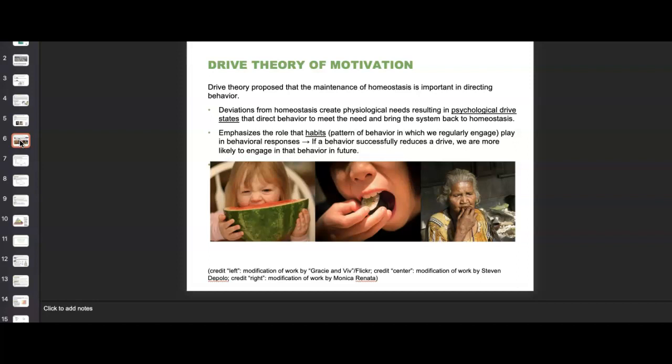This particular theory emphasizes the role that habits or patterns of behavior, which we regularly engage in, play in our behavioral responses. Our primary drive states begin in the body when the brain recognizes that we are lacking in some biological need. If our behavior successfully reduces a drive, we are more likely to engage in that behavior in the future.